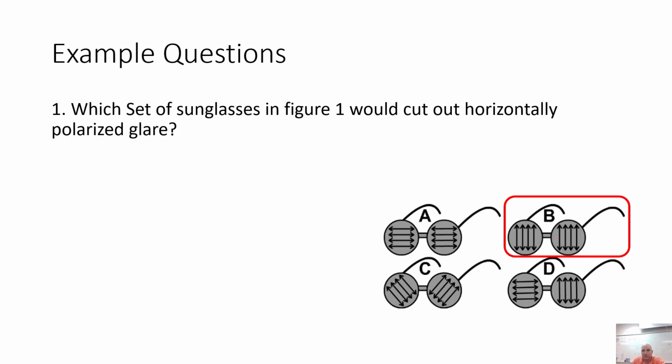That's going to be right here. The B will cut it out because they're vertically aligned, so they're going to cut out the horizontal glare.